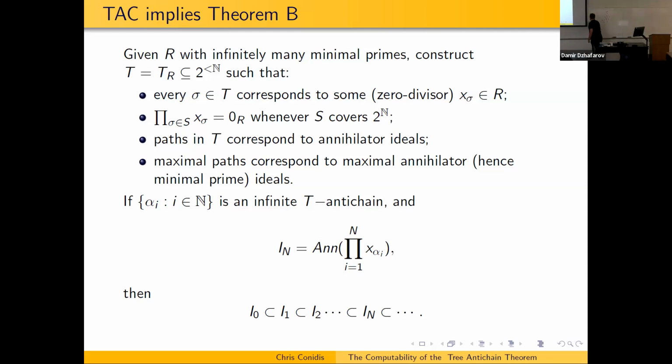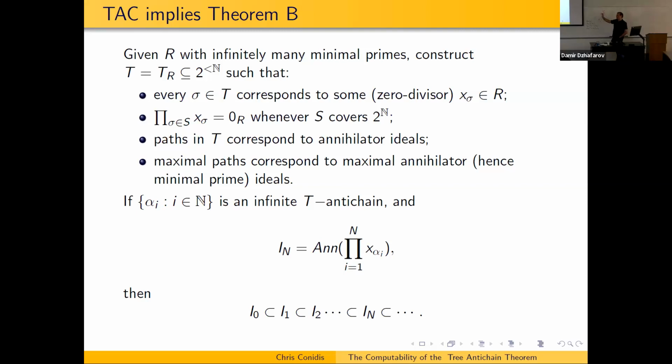Then if we start considering the annihilator ideals of these products, it turns out that the bigger your product is, the bigger its annihilator is, right? And so the first thing I want to point out here is that because we have an infinite antichain, the sigmas that we use here will never fully cover Cantor space.